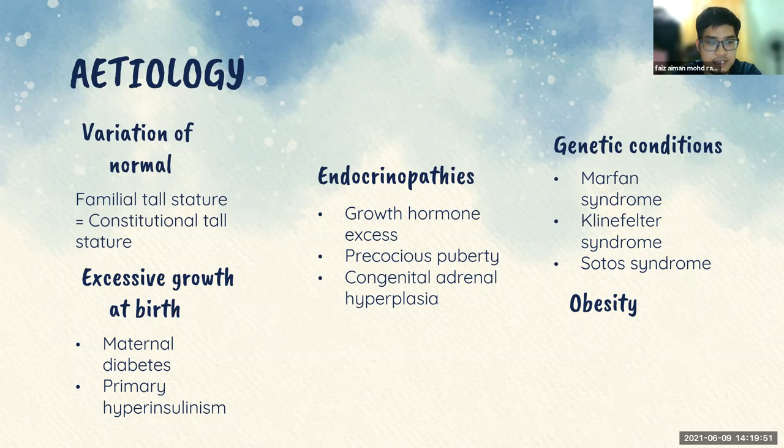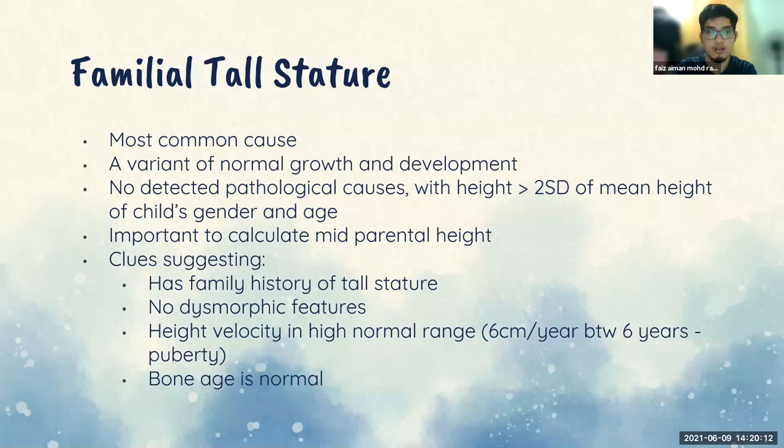So if the mom has maternal diabetes or primary hyperinsulinism, and then any endocrine problems, excess growth hormone, precocious puberty, as well as congenital adrenal hyperplasia, or some genetic conditions, for example, Marfan syndrome, Klinefelter syndrome, or Sotos syndrome, can lead to tall stature. And lastly, obesity. Okay, so family tall stature is the most common cause of tall stature.